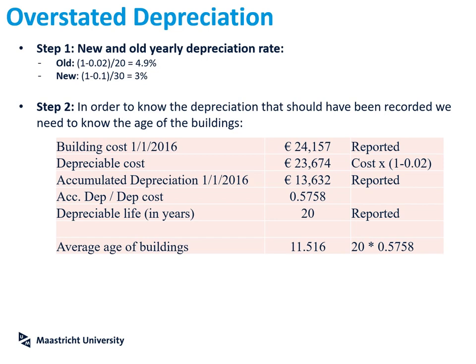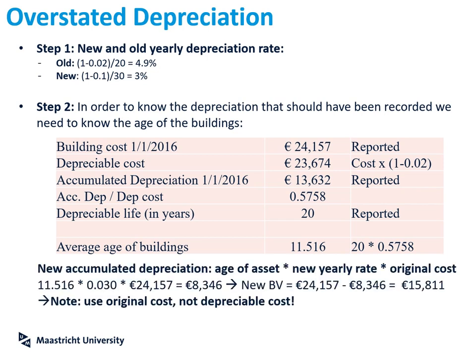Over the 20-year useful life, we want to record 23.674 billion in depreciation. To date, we have recorded 13.632 billion, which is 57.5%. So that means we've used up the buildings for 57.5% of their life, which is 20 years in total, which would indicate that the average age of the buildings is 11.5 years. And it's this that we can use to determine the new accumulated depreciation.